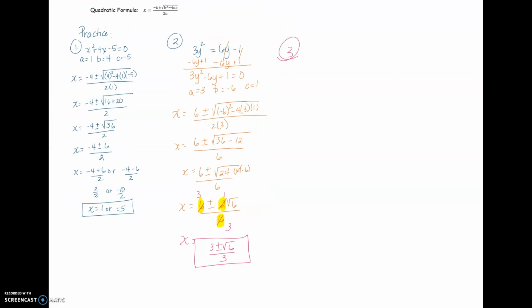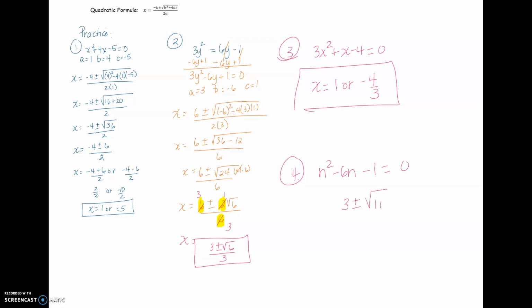These are the ones I want you to try. 3x squared plus x minus 4 equals 0. You should get x equals 1 or negative 4/3. And n squared minus 6n minus 1 equals 0. You should get 3 plus or minus the square root of 10.